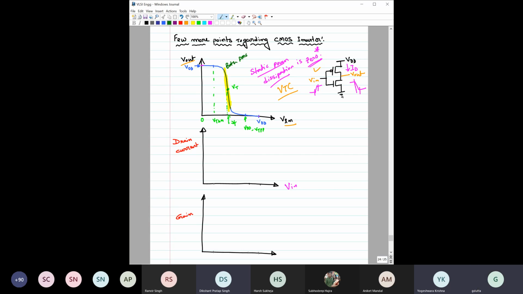Both PMOS and NMOS are on, right? And in saturation, in this region here. So obviously there will be some static power dissipation during this region. Okay. So what about this region from here to here? Will there be any static power dissipation here as well?